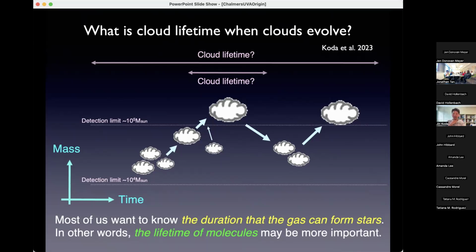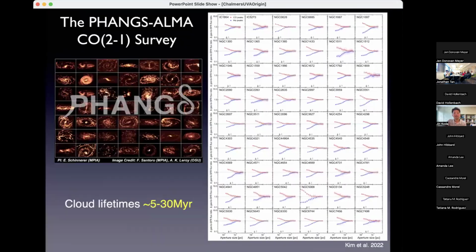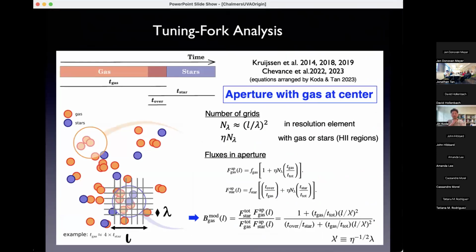I have one more. I guess I don't understand much the probability statistics you showed for the star. I saw that for the star there's a factor of T over T gas, but there's no such factor for the gas. Is there any reason for that? Sorry, I didn't really understand that question. About the probability, I think it's because that was the aperture centered on the cloud, and so there's always a cloud there, but there's not always a star there. So that's why you have this T over T gas. So the probability for that gas particle to have a star is T over T gas. That's a probability. Yeah. Okay.